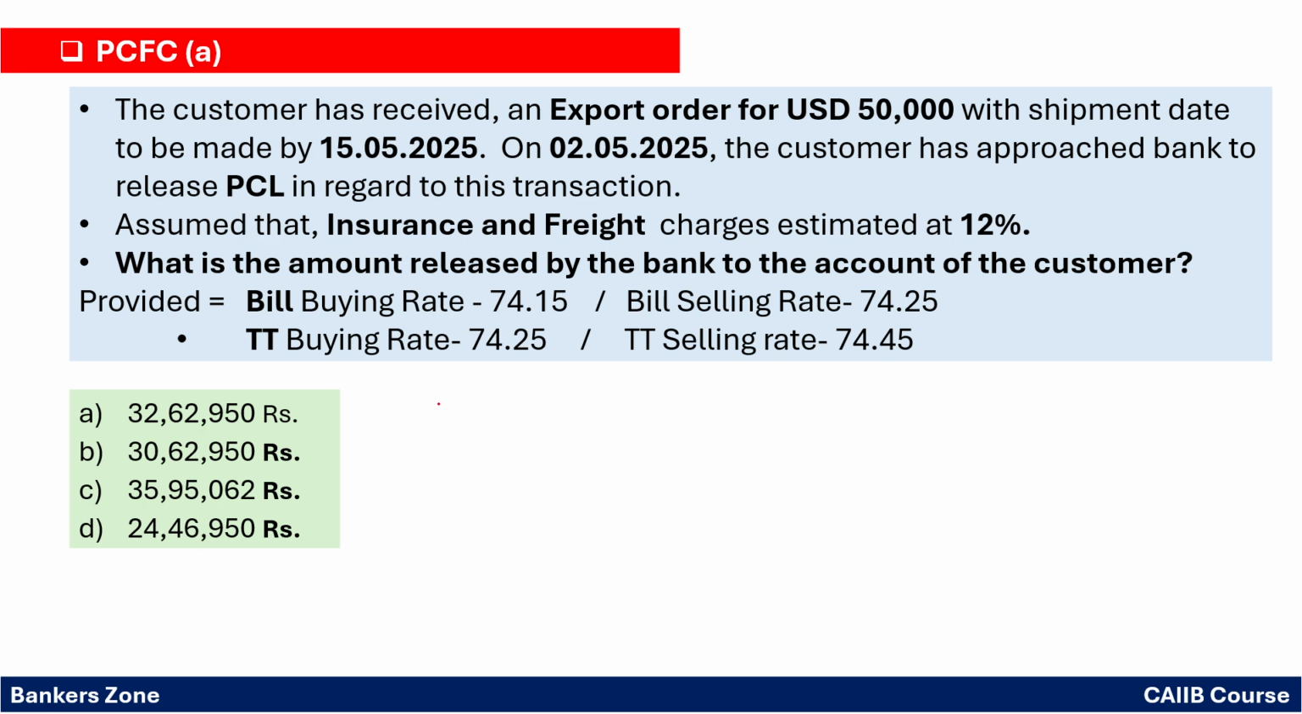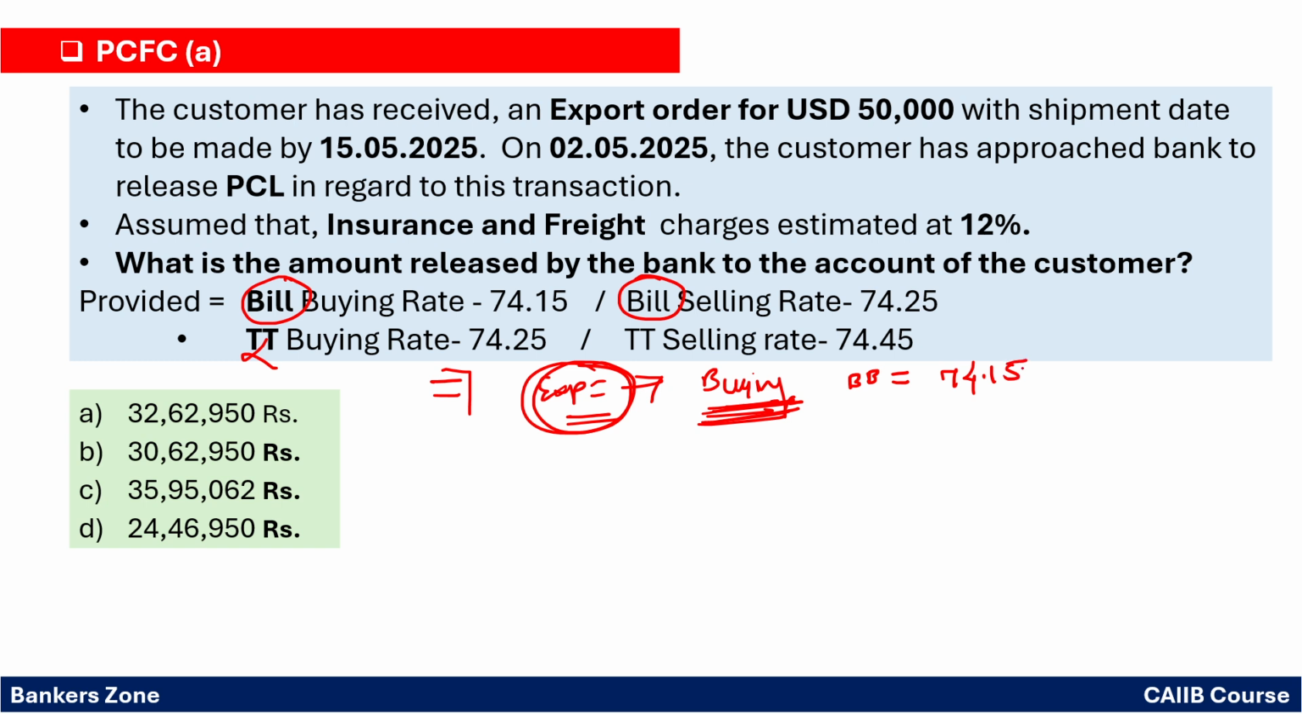Now see, first we have to identify it is the export finance, right? When we deal with the export, it is simply the buying case, because we will get the foreign currency. So what rate will we apply? The documentation is involved, that's why we will not use the TT. When documentation is involved, we have to use the bills rate, and it is a buying case. So bill buying rate we will use. Here it is simply 74.15 we have to choose, right?